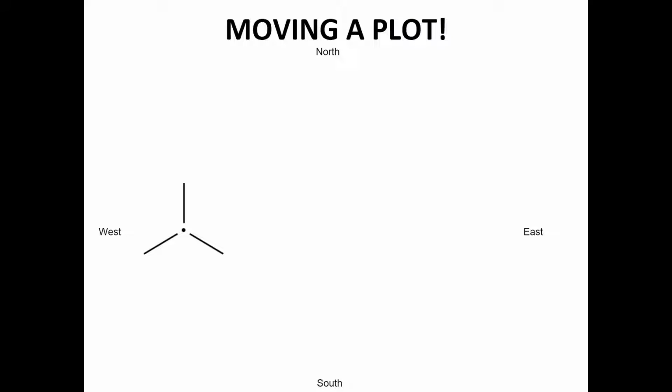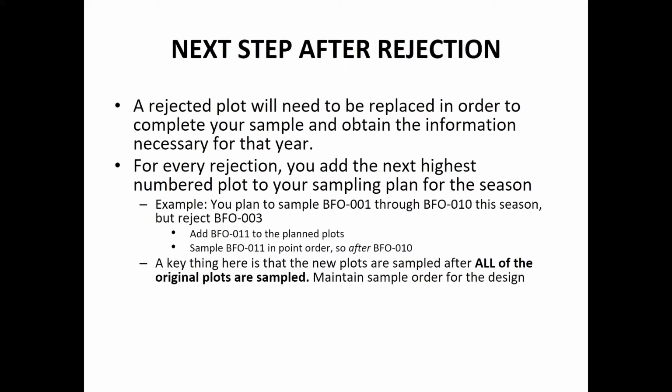There is a place in the plot tracking to note that you moved the plot. Also, this is something to keep in mind during office rejection. Several of the rejection criteria can be softened because you'll be able to implement the moving protocol. If you've made it all the way through the movement protocol and still can't sample, then you can reject the plot. When you reject a plot, we need to replace it.